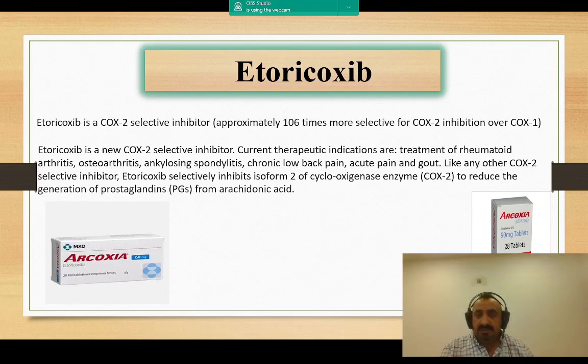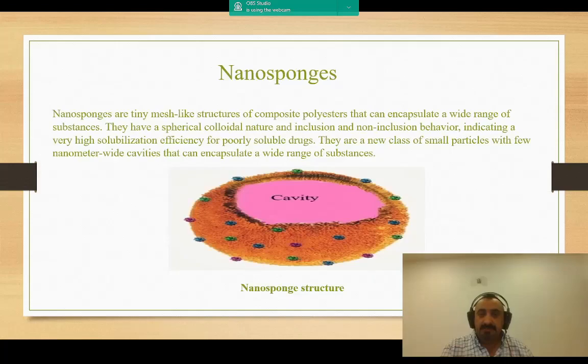Etoricoxib is a selective COX-2 inhibitor used in the treatment of rheumatoid arthritis, ankylosing spondylitis, and chronic low back pain. It was incorporated into a nanosponge to improve its solubility, as Etoricoxib is, according to the biopharmaceutics classification, considered a class 2 drug, which is low soluble, high permeable.